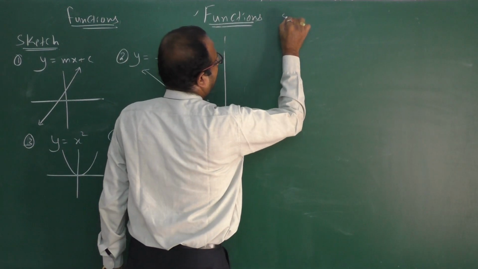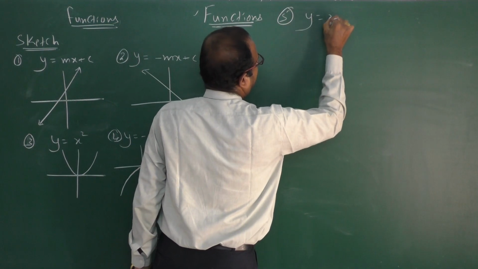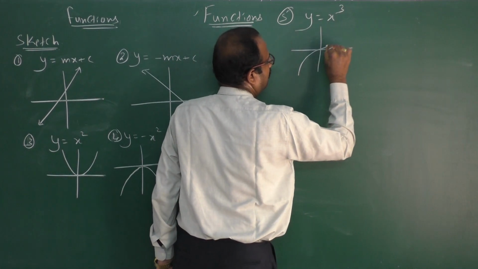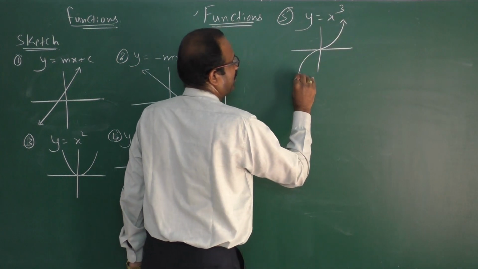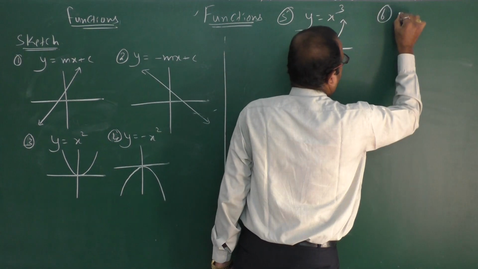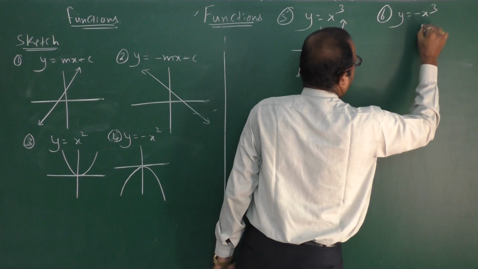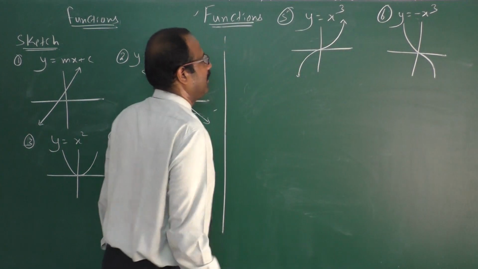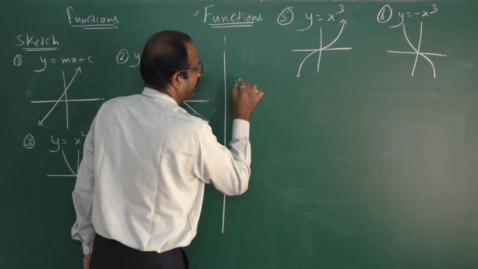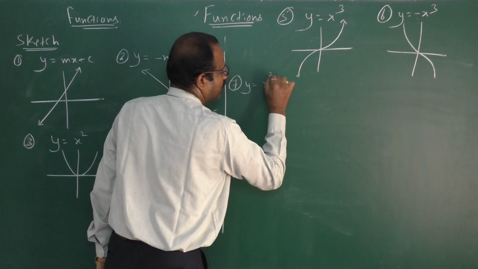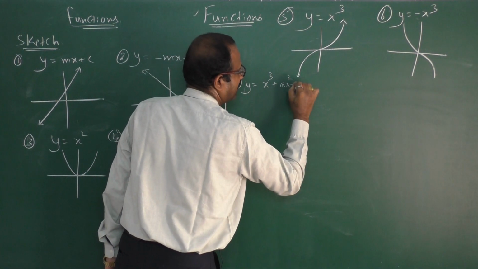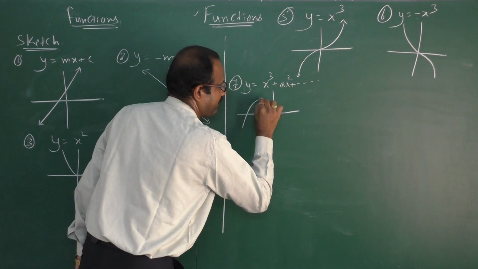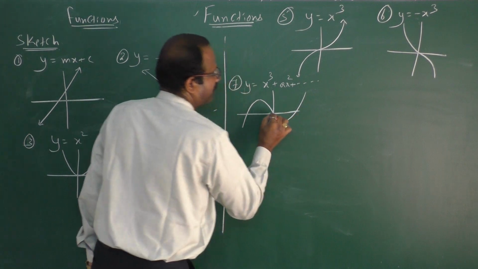Coming to the next one, if you have anything like y = x³, then it is a curve passing through the origin. This is the basic shape. And y = -x³, then the sketch looks in this way. Then if you have y = x³ + ax² + bx and so on, it is like a wave. It may or may not pass through the origin.